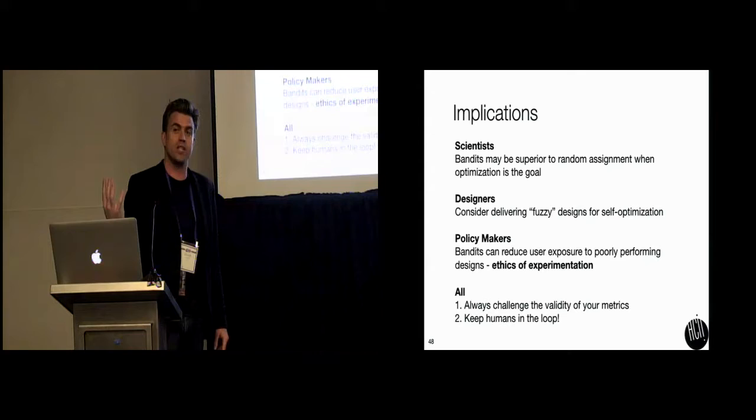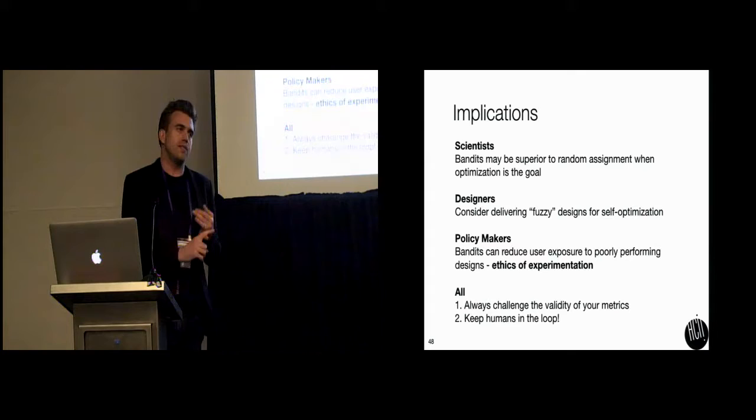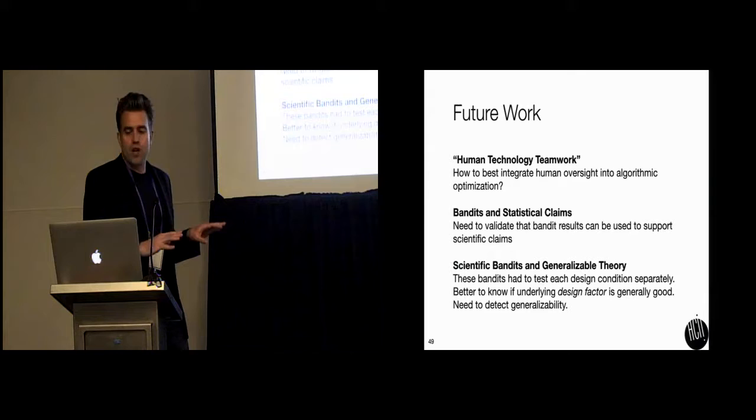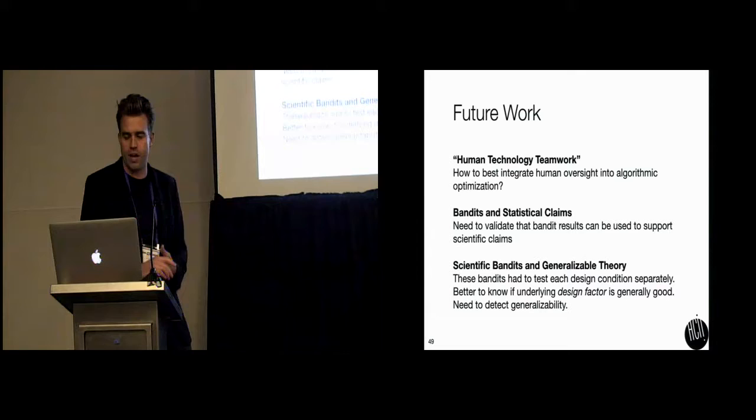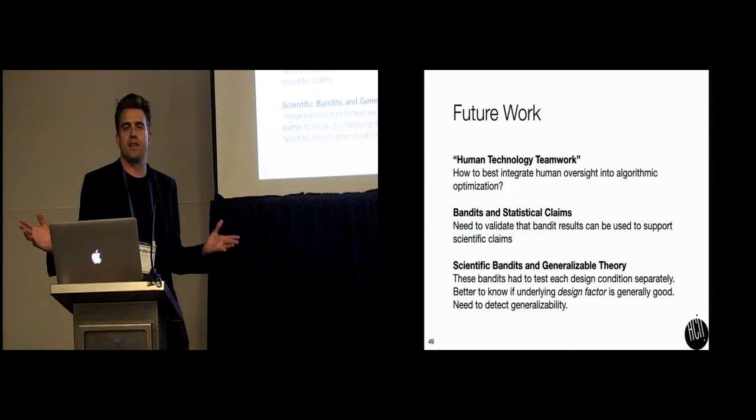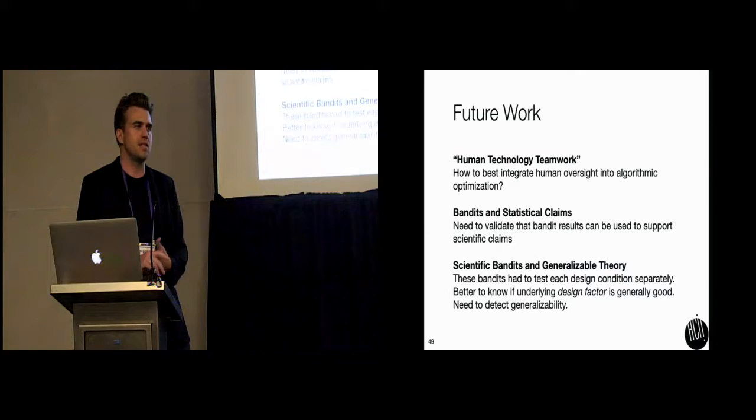And then, in general, always challenge the validity of the metrics and keep humans in the loop. There are some future opportunities around how we best integrate human oversight into algorithmic optimization. Don Norman's been talking a lot about human-technology teamwork. I think this is a great opportunity for that. Bandits and statistical claims: if you don't use randomized assignment, can you stand on the data coming from the bandits? That's something that needs to be validated.